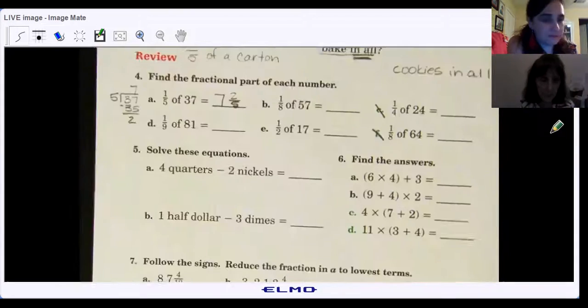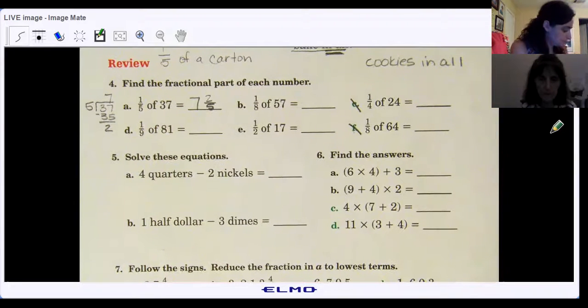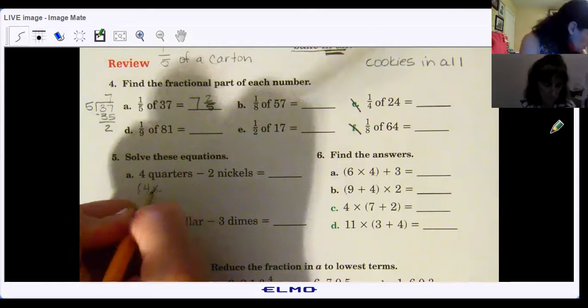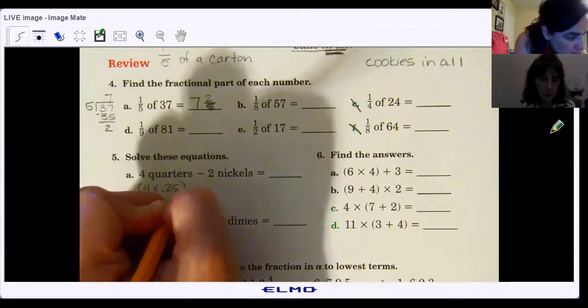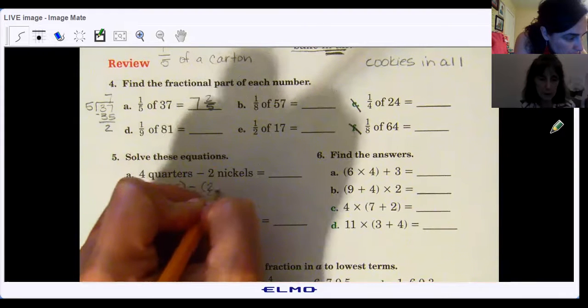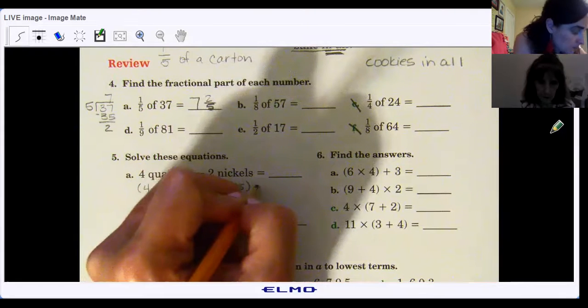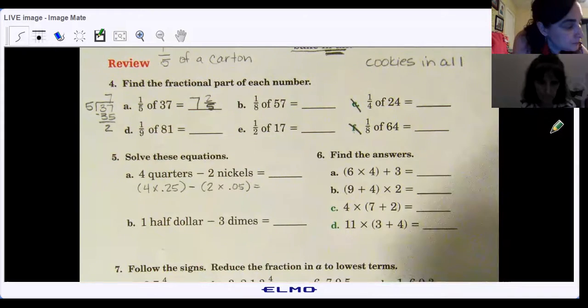Okay, solve equations. Let's go over this one because I think we need to do just one to see. 4 quarters minus 2 nickels. Okay, you have to decide 4 times what? It's 4 times 25, in parentheses, minus 2 nickels. A nickel is 5 cents, so 2 times 0.05. All right, and then you're going to put equals, and then you're going to work it out. 4 times 25 is $1.